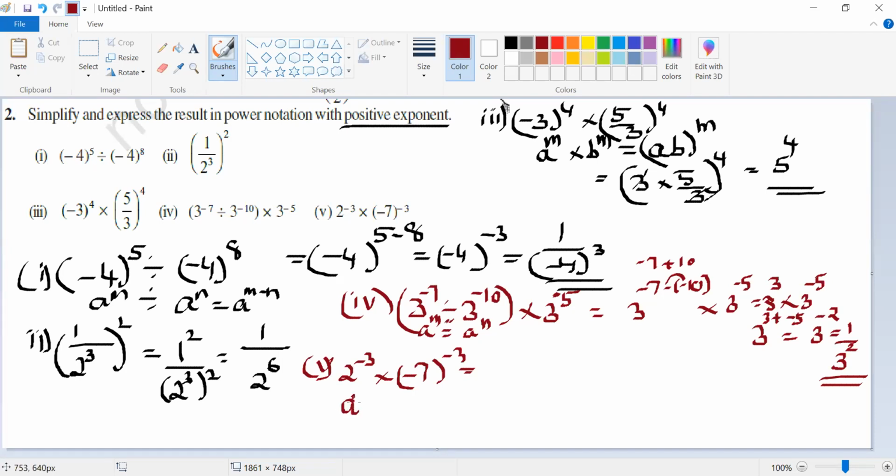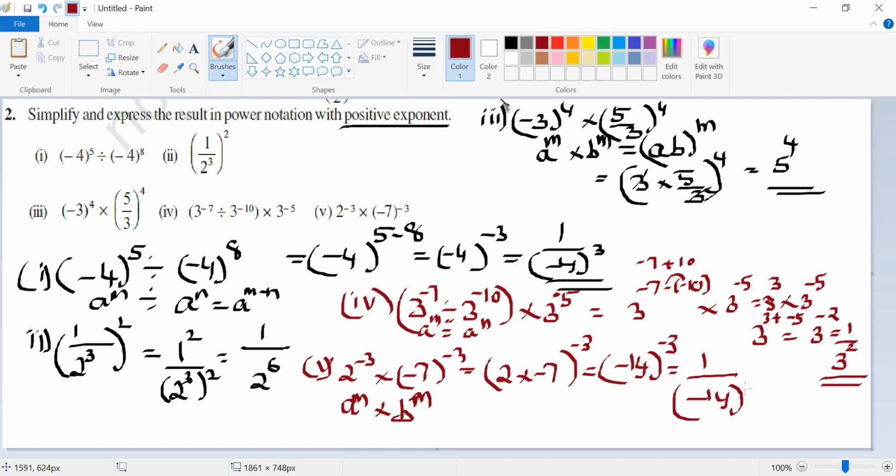So this is of the form a raised to m into b raised to m. That means a into b whole raised to m. So 2 into minus 7 whole raised to minus 3, which is equal to minus 14 whole raised to minus 3. So I can write it as 1 by minus 14 whole raised to 3. Clear? So the next question we will see in the next video.